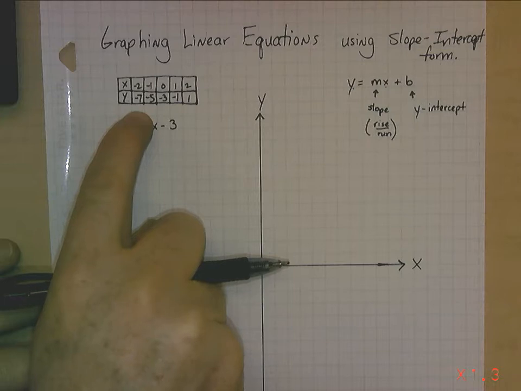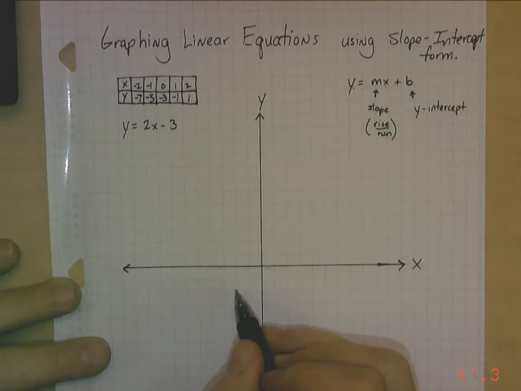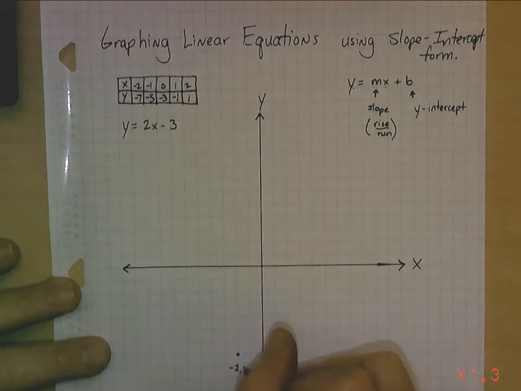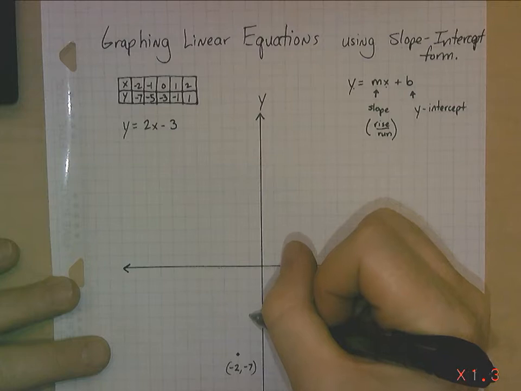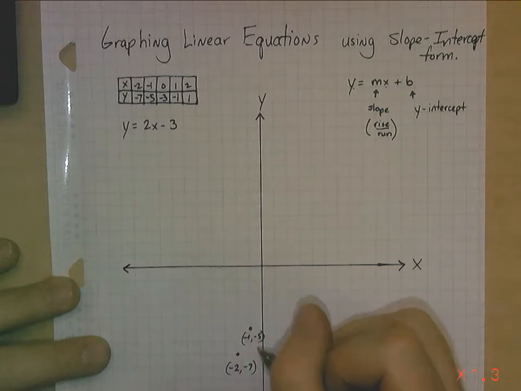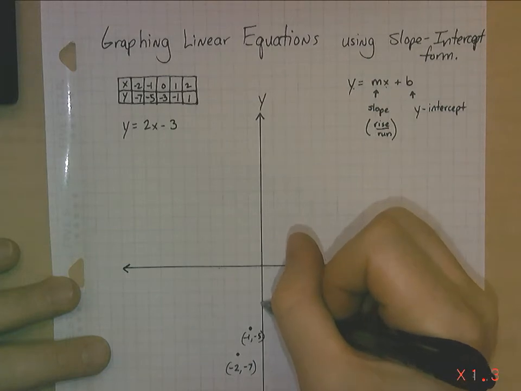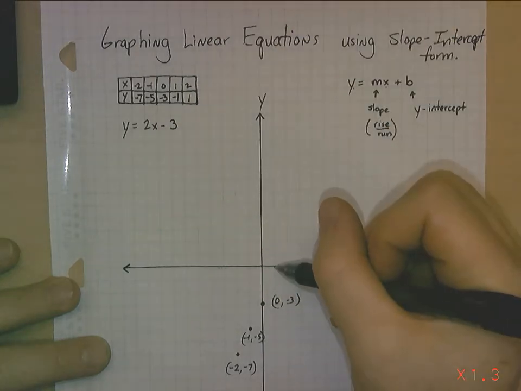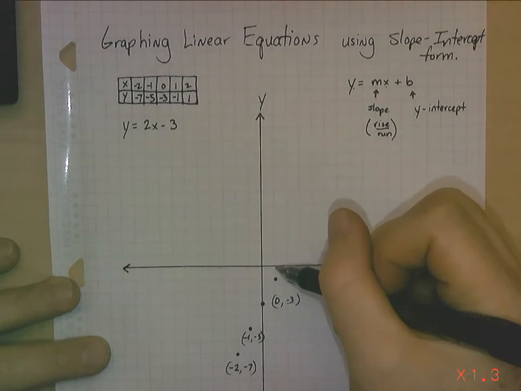So -2, -7, that's an ordered pair. You plot it: -2, -7, 1, 2, 3, 4, 5, 6, 7. That's -2, -7. Then -1, -5: 1, 2, 3, 4, 5. Then 0, -3: 1, 2, 3. Then 1, -1. Then 2, 1.